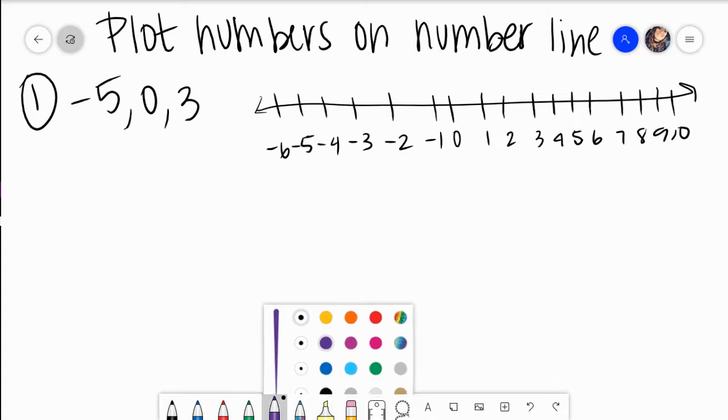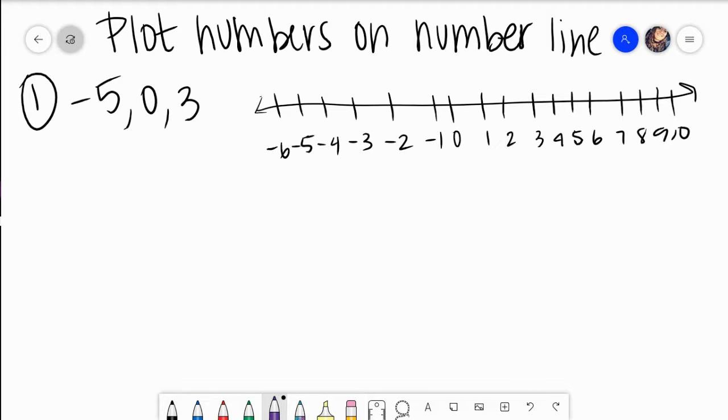So it's literally just figure out where this number is on the number line and then plot it. I know that my -5 is negative, so it's smaller than 0, so it's to the left of 0. It's actually right here. And then if I plot my 0, it's right here. And then my 3 is right here. And then you would just hit submit.